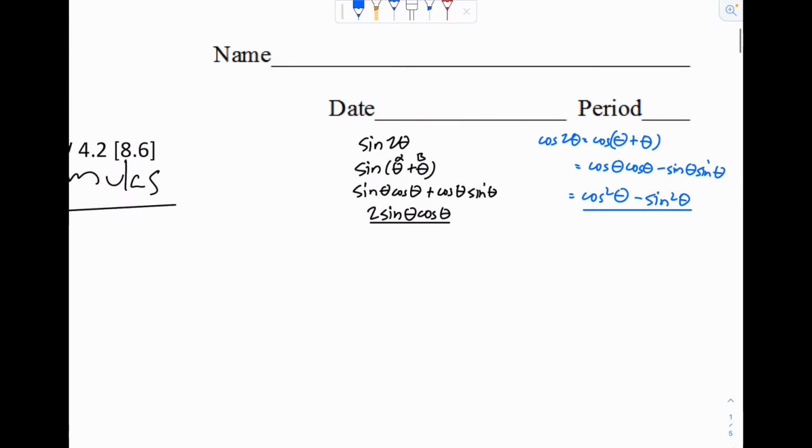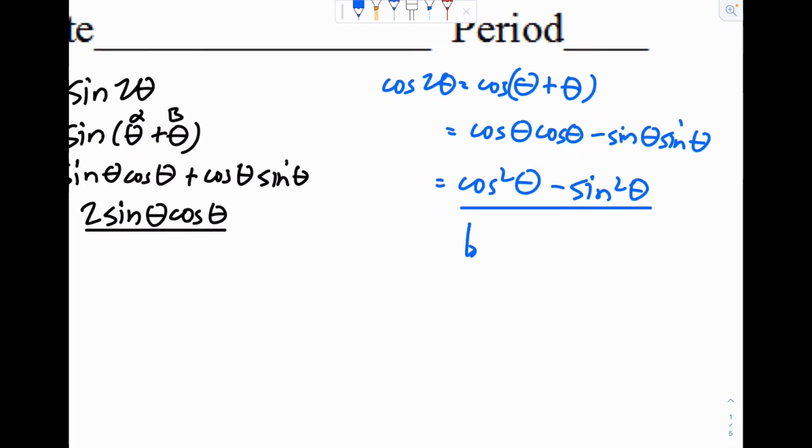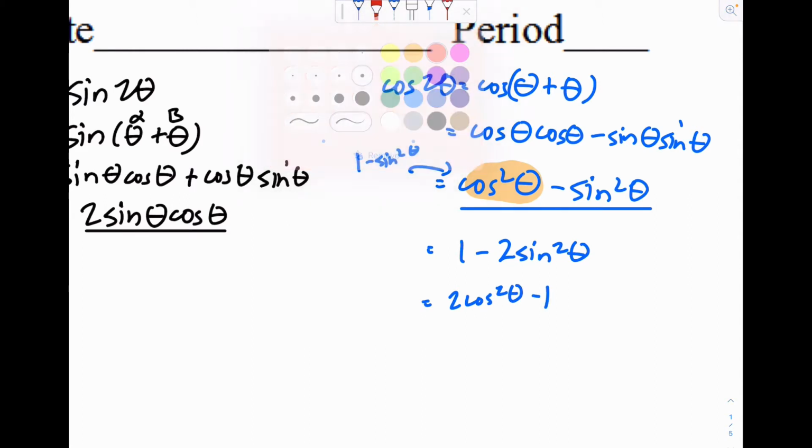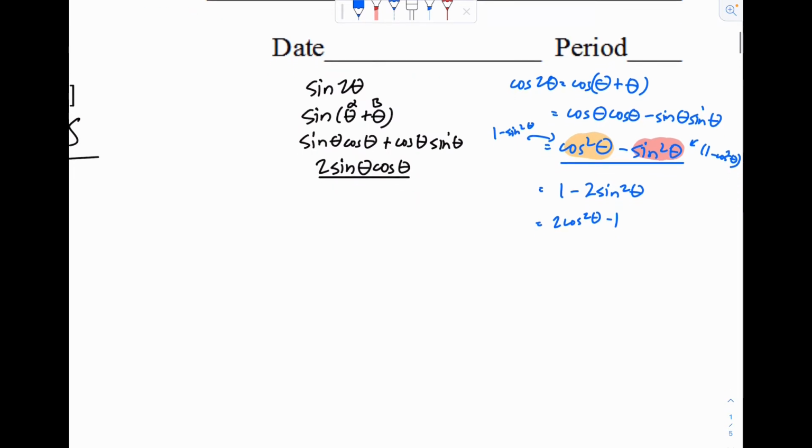Now what's interesting about this one is there are variations. Another variation of this would be 1 minus 2 sine squared theta. That's if I change this thing into 1 minus sine squared. And I could also get 2 cosine squared theta minus 1 if I change this piece right here into 1 minus cosine squared theta. So there are also two variations to consider.